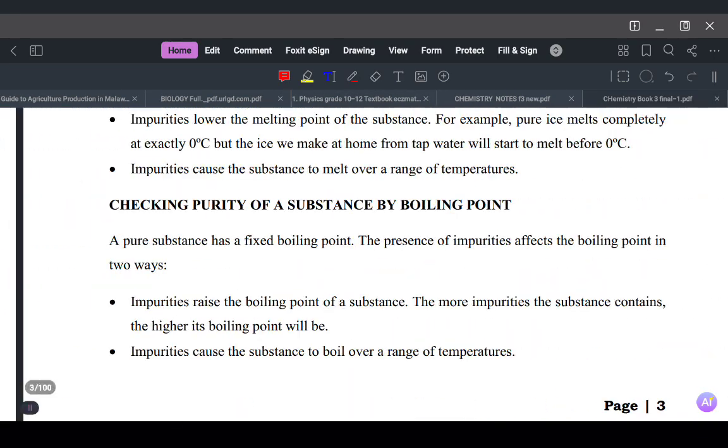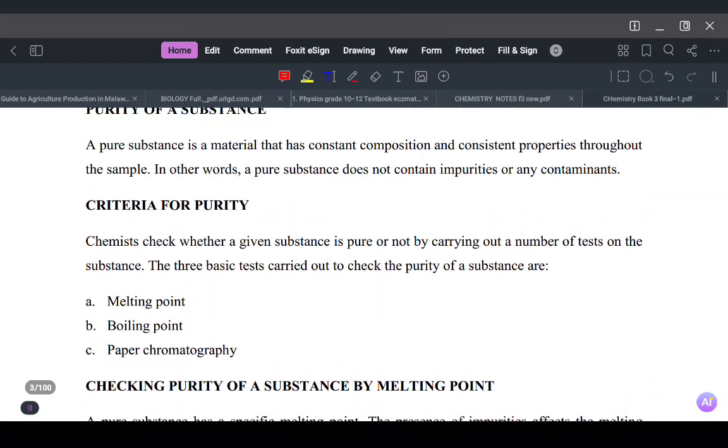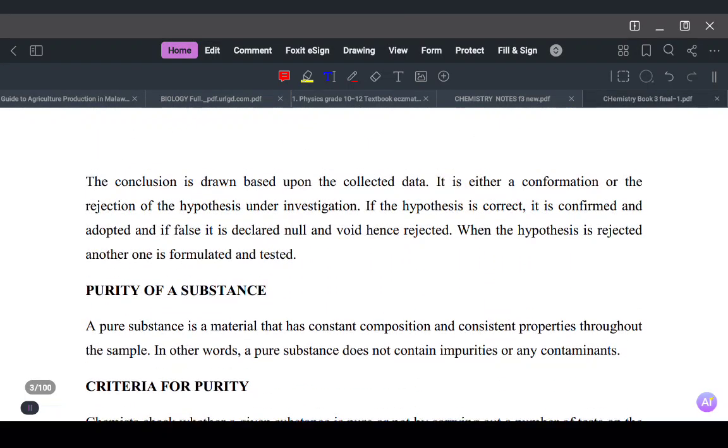All right, you make a conclusion based on your observations. All right, the conclusion is supposed to be drawn based on the collected data. It is either a formation, a confirmation, or the rejection of the hypothesis under investigation. If the hypothesis is correct, it is confirmed and accepted, adopted, and if it is false, it is declared null and void, hence rejected. When the hypothesis is rejected, another one is formulated and tested.